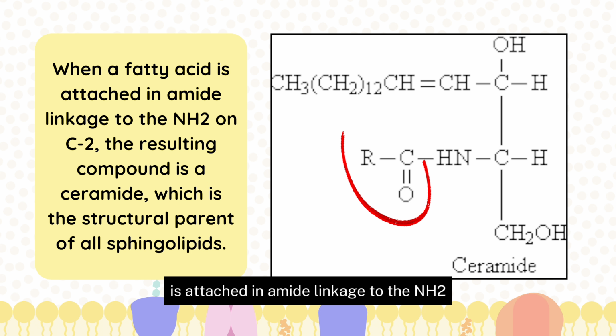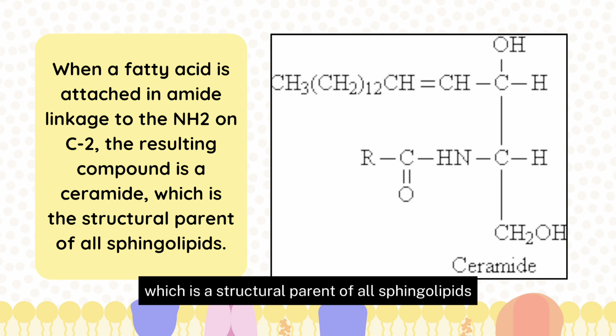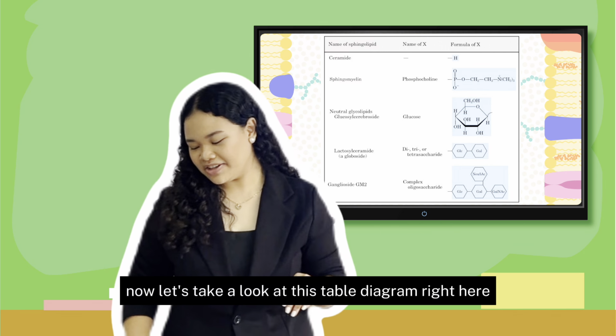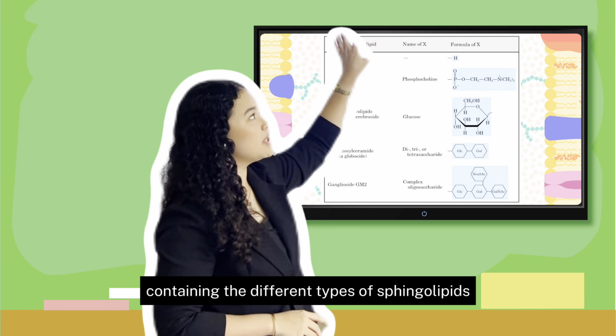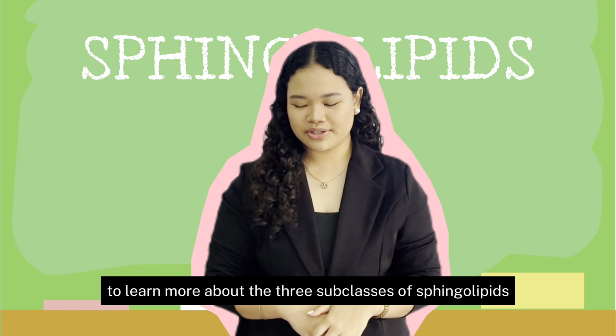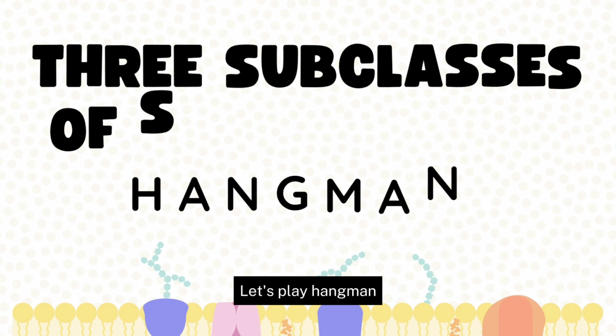When a fatty acid is attached in amide linkage to the NH2 on carbon 2, this one right here, the resulting compound is a ceramide, which is the structural parent of all sphingolipids. Is everyone following? Yes, miss. Alright, now let's take a look at this table diagram right here, containing the different types of sphingolipids along with its head group constituents. Now, to learn more about the 3 subclasses of sphingolipids, let's play hangman.